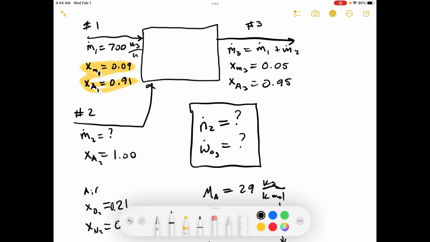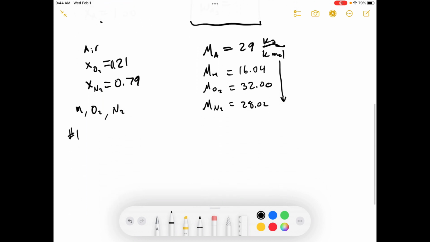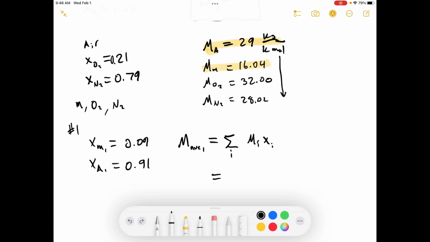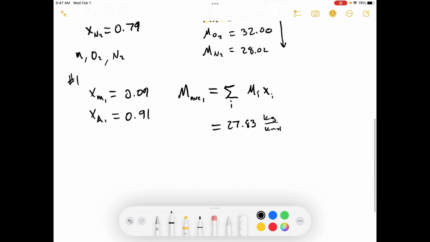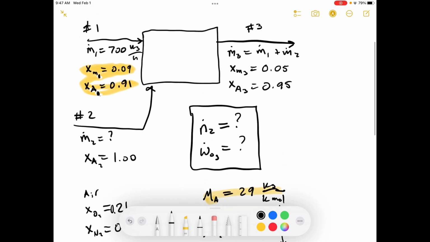Oops, I just saw I made a mistake here, that I wrote a 2 subscript on the stream 1 properties, so sorry about that. We're changing those back to 1s. Okay, you do the sum product of those things, so they're weighted by their molecular weights. Okay, so the average molar mass of stream 1 is 27.83 kilograms per kilomole. Now we can calculate what the molar flow rate is for stream 1.